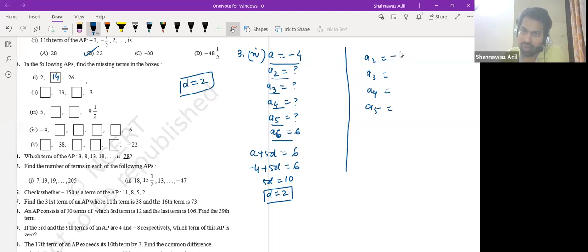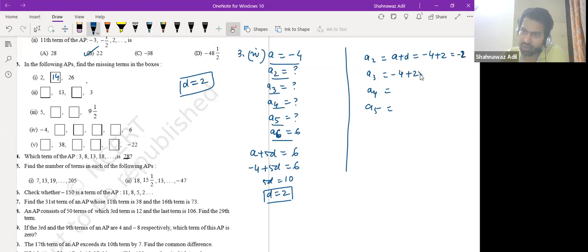Yeah, minus 4 plus D. A2 is A plus D, right? Yeah. So A is minus 4, D is 2. So minus 4 plus 2 is how much? 2. Yes, 2, but with what sign? Minus 2, right? Because 4 is greater. So minus 2.